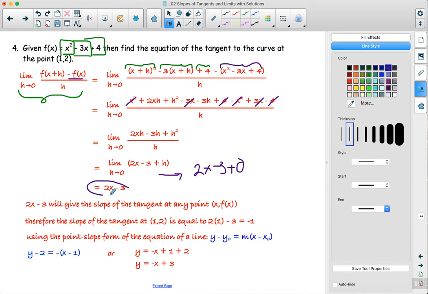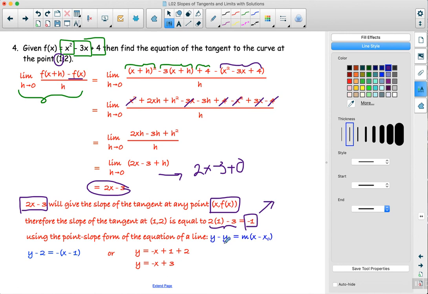Now, what's special about this thing here, 2x minus 3? It will give us the slope of the tangent at any point x, f at x. So this expression will give us the slope of the tangent anywhere. Now, we want the slope of the tangent at the point when x is 1. So the slope of the tangent at (1, 2) would be equal to 2 times 1 minus 3. We're plugging right into 2x minus 3. That gives us negative 1. So the slope of the tangent is negative 1.